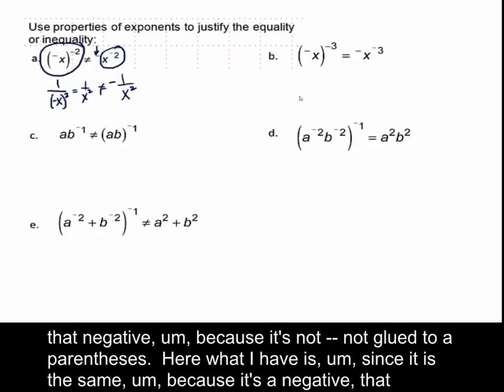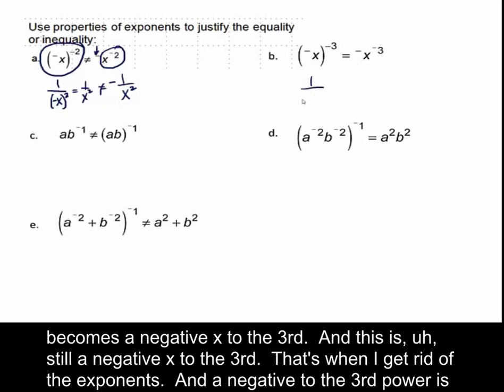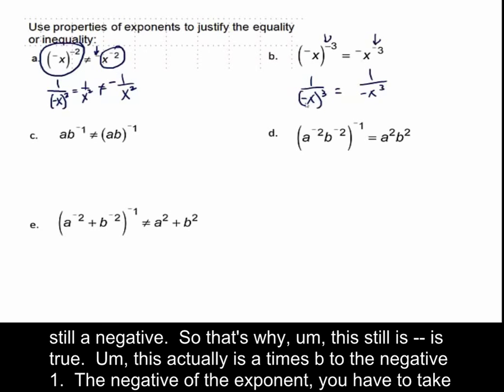Here, since it is the same, because it's a negative, that becomes negative x to the third, and this is still a negative x to the third. That's when I get rid of the exponents. And a negative to the third power is still a negative, so that's why this still is true.